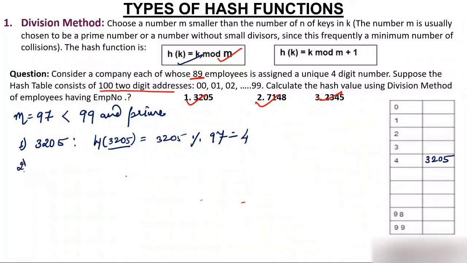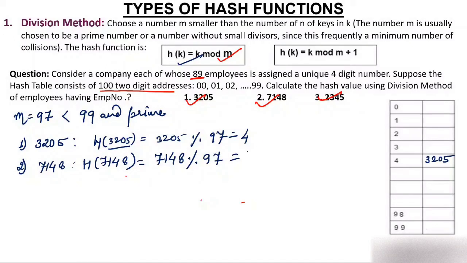Now I'll take 7148. I'll apply H to 7148, that is 7148 mod 97, which will give you 67. So I will store 7148 at position 67. Now take the third, fourth, and fifth keys. Do you want me to solve? No, I'm not going to solve. I want a comment from you: what is the answer to this question? Let's move to the second question.